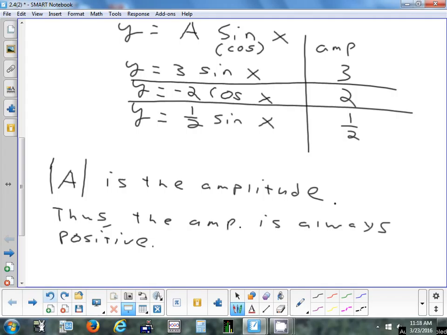Does anybody think they know what the negative is going to do to the picture? It's not going to change the amplitude. It's going to cause it to flip. Yeah, so we'll see that it will flip. What was the highest becomes the lowest. What was the lowest becomes the highest. But as far as affecting the amplitude, a negative has no effect on the amplitude, just an effect on the picture.